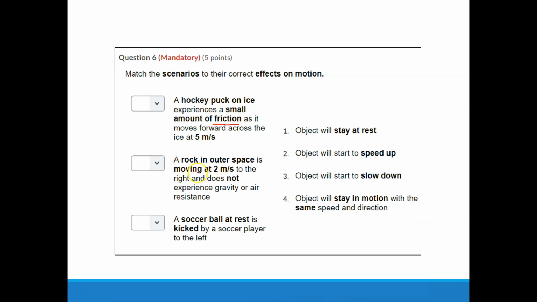A rock in outer space is moving at 2 meters per second and does not experience outside forces. So what happens to this rock? And then a soccer ball at rest gets kicked by a soccer player, which is an external force. So think about what happens when there is an external force. Again, your options are it will stay at rest, it will speed up, it will slow down, it will stay in motion. You won't use all of these answers, so make sure you read them carefully and choose carefully.